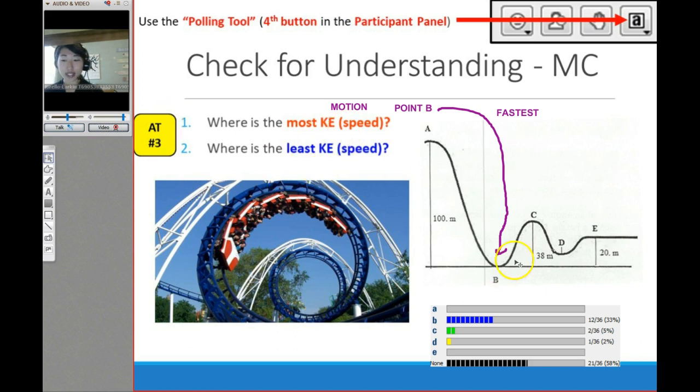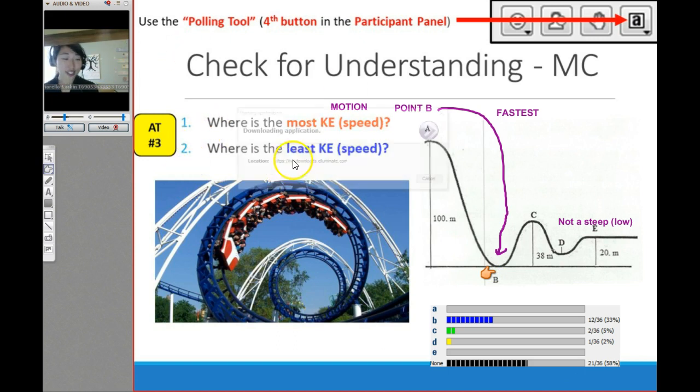Okay, so right here, point D is not quite as much kinetic energy because it's not as steep, right? So it's not as steep or low, so you're not going quite as fast. You are going faster than when you're at C or E, but not quite as fast as B. Smiley faces if that makes sense.